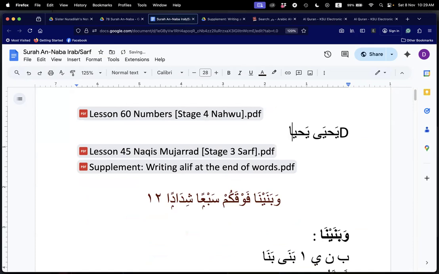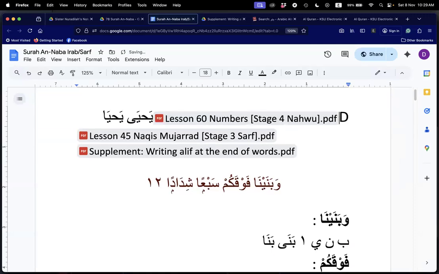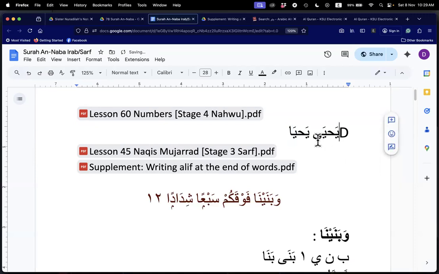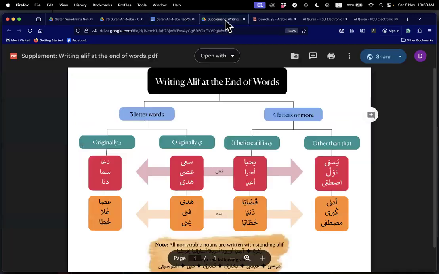Yeah, like this. So the rule is, since the second last letter is a ya, the alif that you're going to write will be a standing alif, not this. I know you're going to say, isn't this the name of Yahya? Yes, that's an exception. Okay. Inshallah, everyone got it?